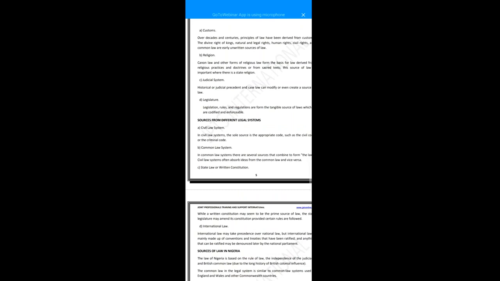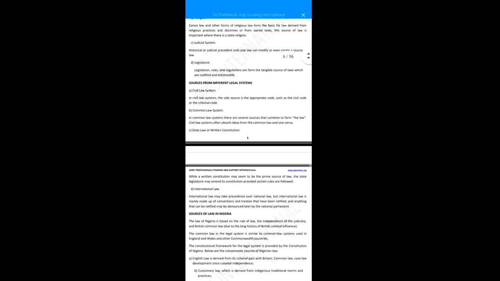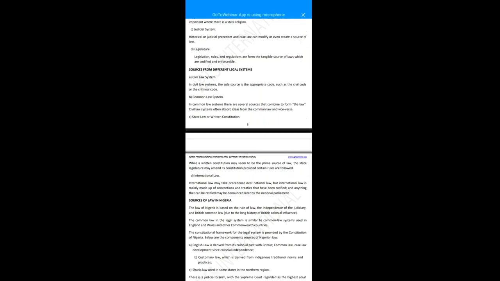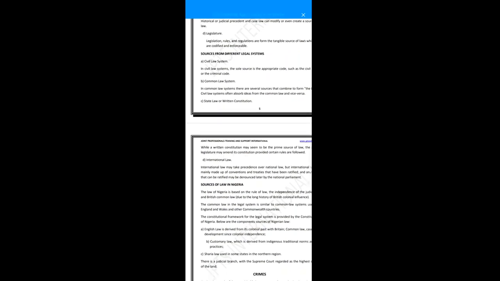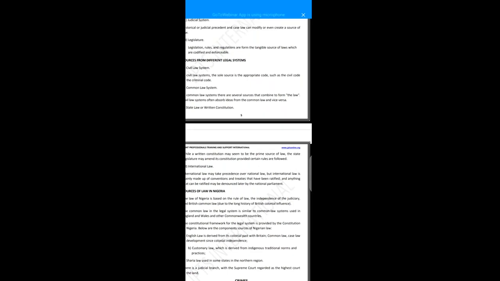Now, the civil law system often absorbs ideas from the common law and vice versa, while the state law or written constitution may seem to be the prime source of law. The state legislature may amend its constitution provided certain rules are followed. The state law, the written constitution, forms the most important or the primary source of law, and it can be amended so long as certain rules are followed. Now we have the international law.